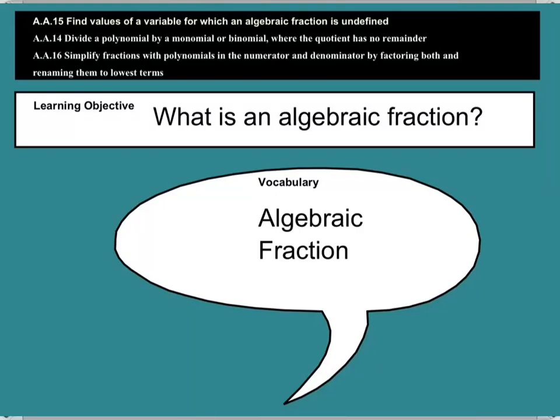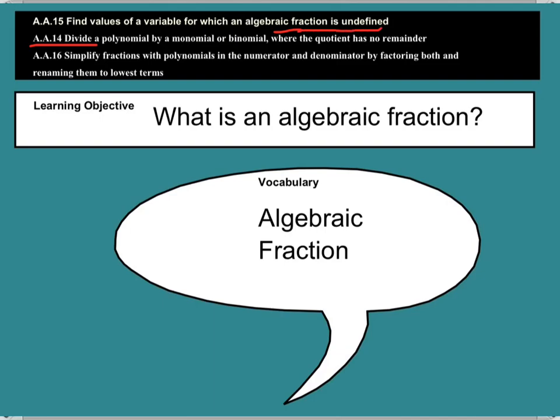Okay, today we're going to talk about something that we haven't seen before, something called an algebraic fraction. And we're going to cover three integrated algebra standards. First, the standard we're going to cover is AA14, which is divide a polynomial by a monomial, where the quotient has no remainder. In AA15, find values of a variable for which an algebraic fraction is defined. So we're sort of explicitly covering this one.